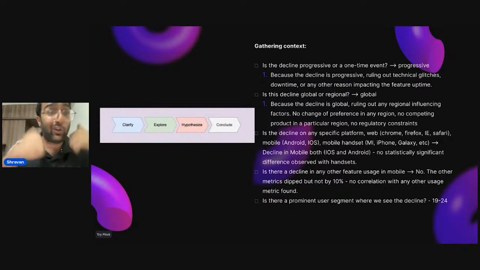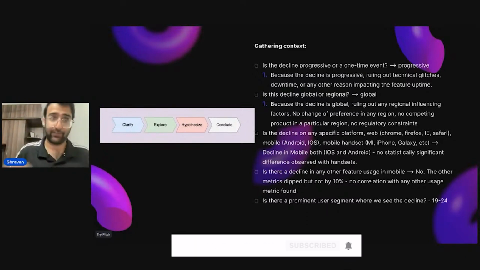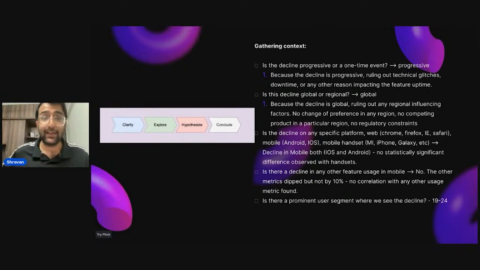Yeah, gathering context. We will ask these kind of questions. Is the decline progressive or a one-time event, right? Is it happening across weeks? That's what you will tell the interviewer. Or it's happening just once, right? So the interviewer will say, oh, no, it's progressive. It's happening across 7 weeks, right?